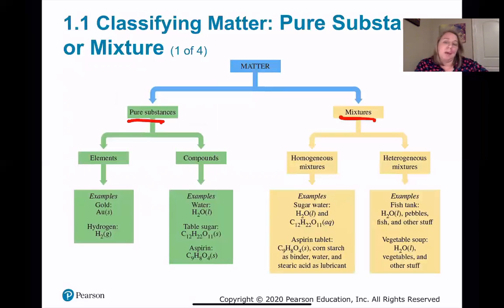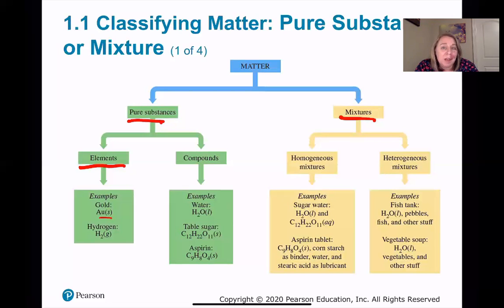Let's talk first just about pure substances. Pure substances are all one thing. The simplest pure substance is going to be an element. And where do we find elements? We go to the periodic table. Any element on the periodic table is a pure substance. So for example, gold, right? It's a lot of people's favorite pure substance. You find it on the periodic table, Au. Au is gold. That's a pure substance. Any one element that you pick off of the periodic table is a pure substance.